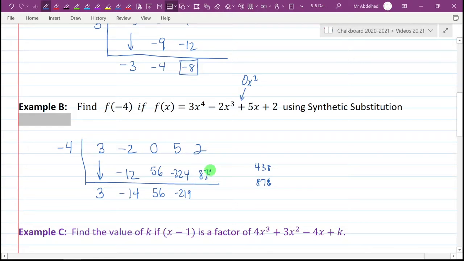876 positive. And then when you add the 2 plus the 876 will be 878. And that should be our answer. Okay, now I do have the answer here. Let me check it. Yep, 878.